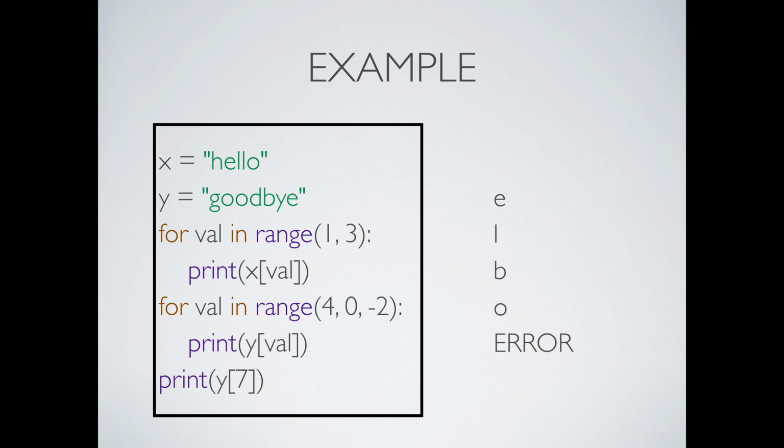Then we hit the next for loop, for val in range 4, 0, -2. So again, we have start, stop but not include, and skip.